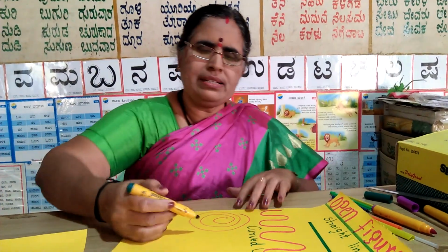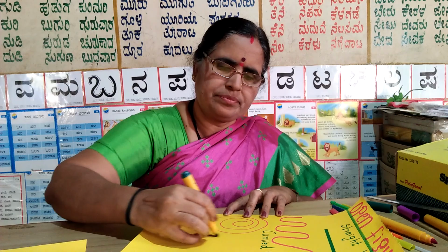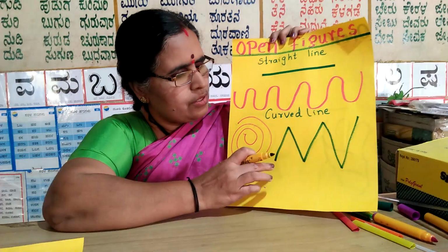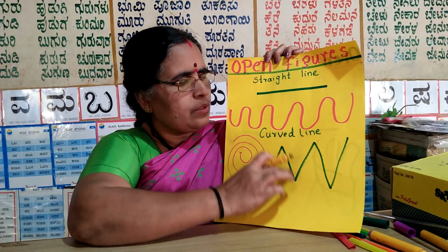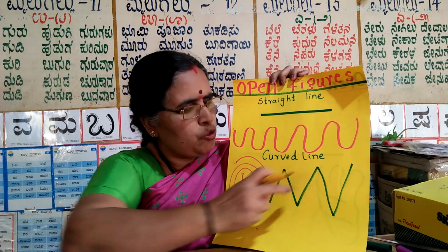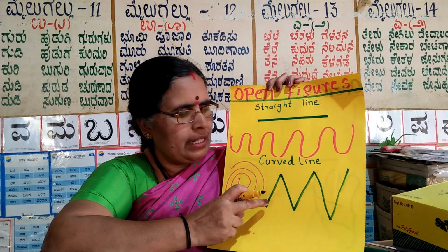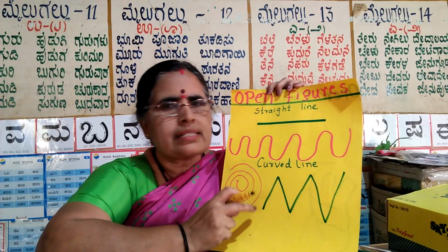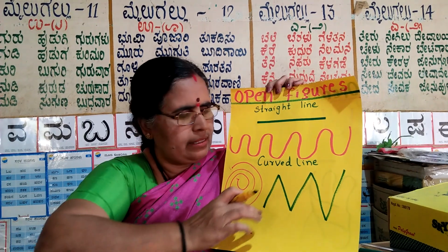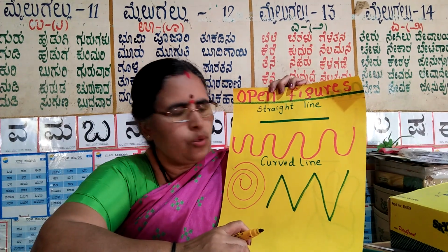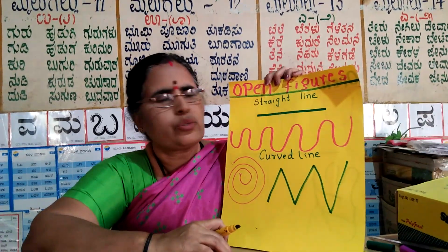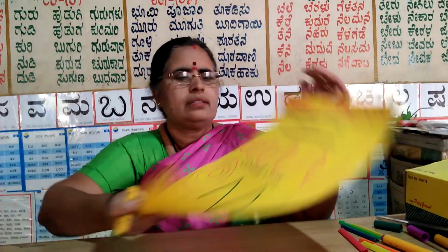I'll give you another example. So, I started here and went up and down and ended here. You can see the 2 points are at the extremes. They are not at the same point. They are not joined or connected at one place. They do not meet at one point. So, they are called open figures.